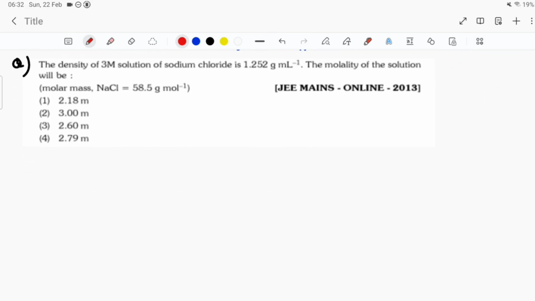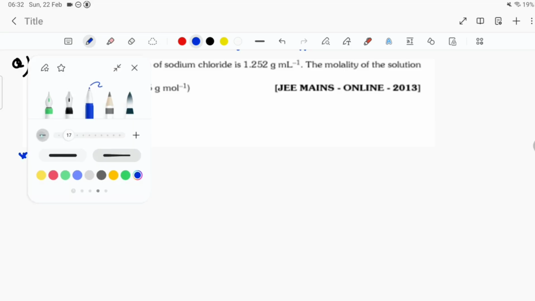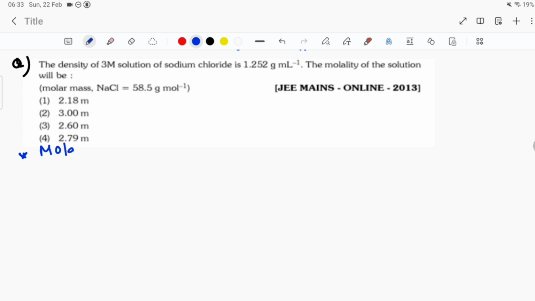Next PYQ, the density of 3 molar solution of sodium chloride is 1.252 gram per ml. The molarity of this solution will be. So here we already know molality is equal to number of moles of solute by weight of solvent in kg. So now by using this weight of solvent in kg, we can proceed further for the calculation. But here first we need to calculate number of moles of solute.